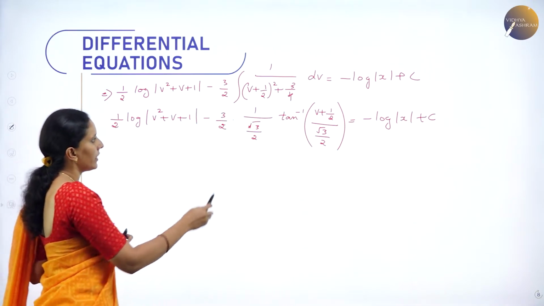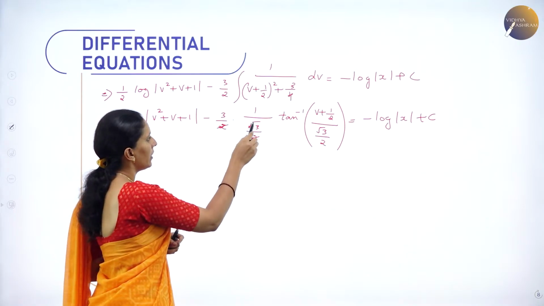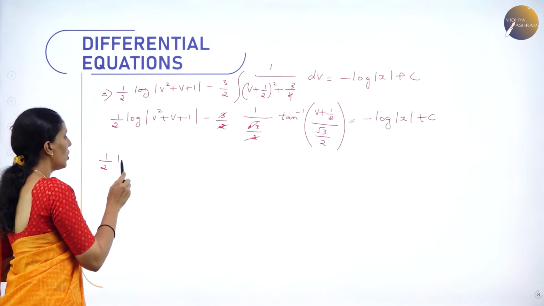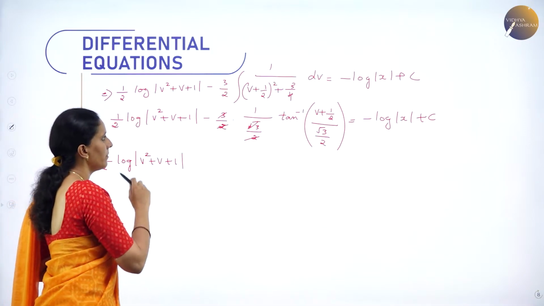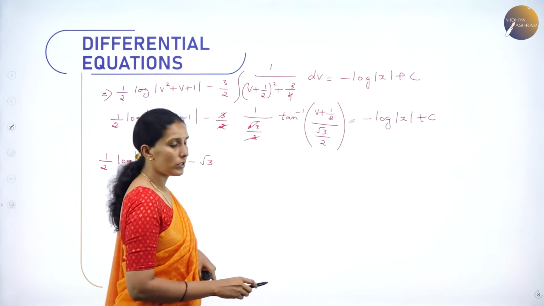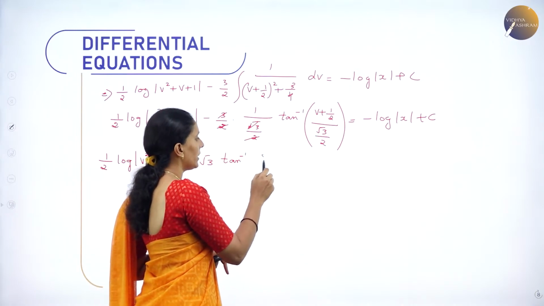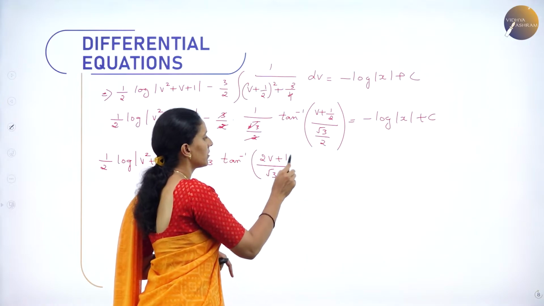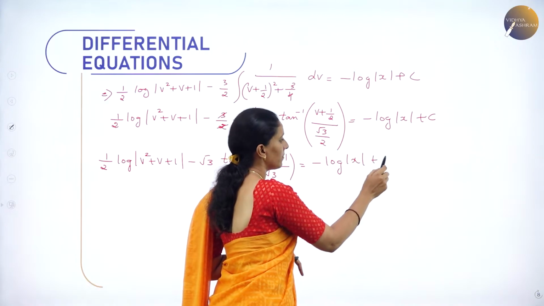Now here you can see, you can cancel 2, 2. And again here root 3 with root 3 gets cancelled. So I can write it as half log v square plus v plus 1 minus root 3. Here I can cancel 2 in both the numerator and denominator and write it as tan inverse 2v plus 1 divided by root 3 is equal to minus log mod x plus c.